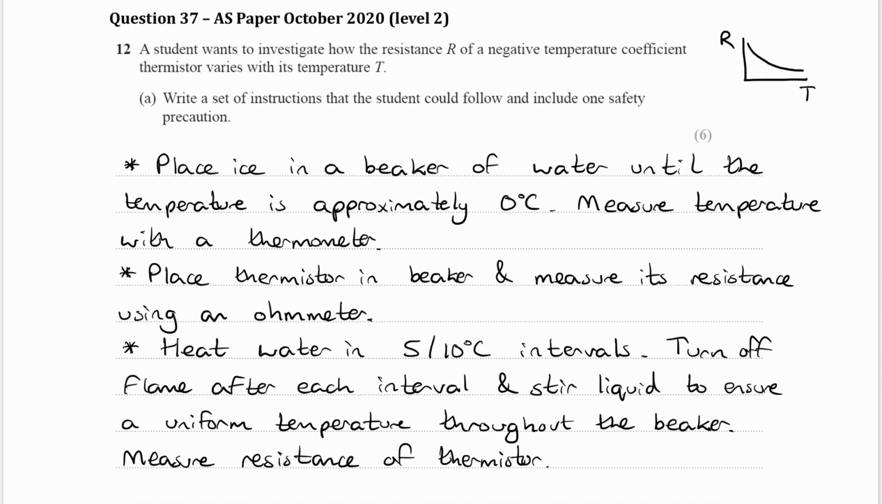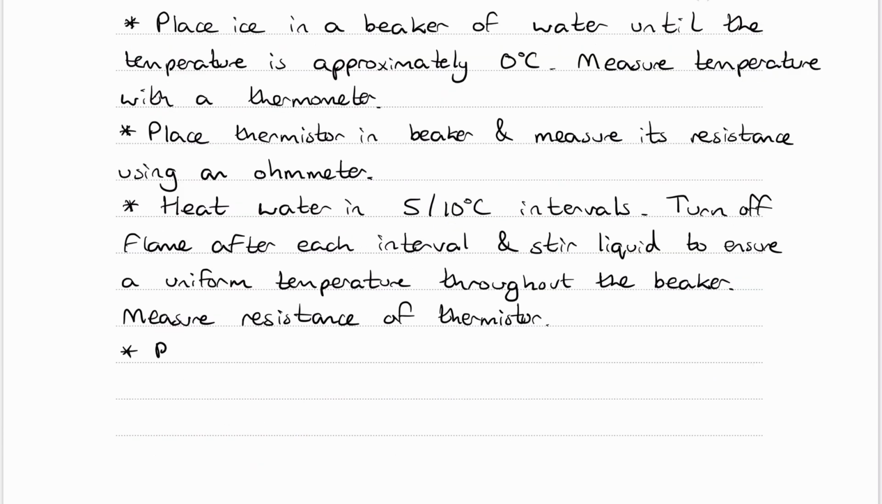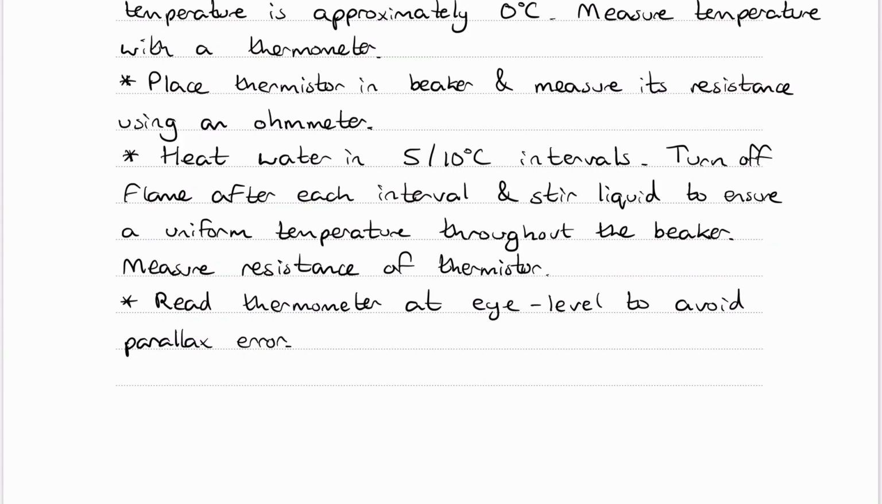When we are reading the thermometer, we want to make sure that we don't get a parallax error. And a parallax error is when you view a thermometer or a ruler at the wrong angle, and therefore you get the wrong reading. And now we can mention our plotting of the graph.